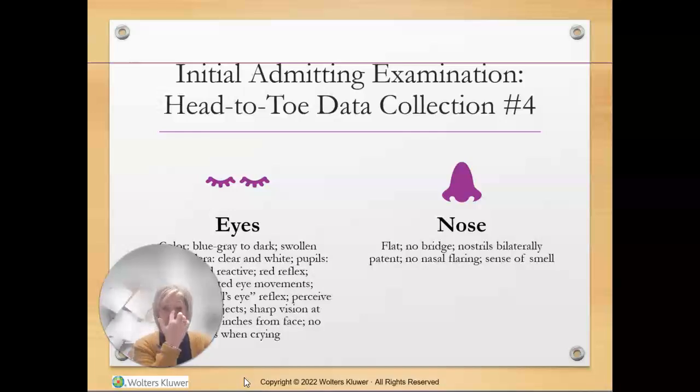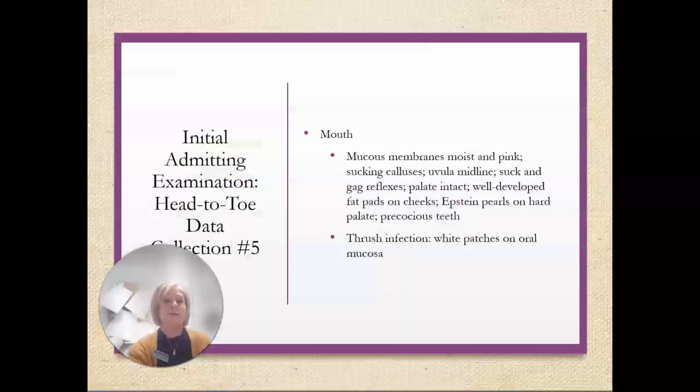The nose might be flat. They might not have really a bridge yet. That will come. Their nose should be patent, so both nares should be patent. There should be no nasal flaring. And they will have a sense of smell already. They can smell their moms when they come out and know what they smell like. Mouth: mucous membranes should be moist and pink. They should have the uvula, I always call it the hangy down thing, that's called the uvula. It should be midline.